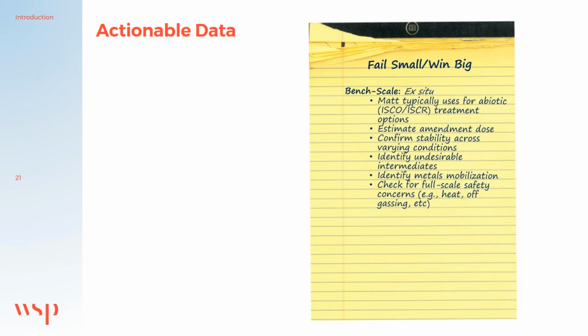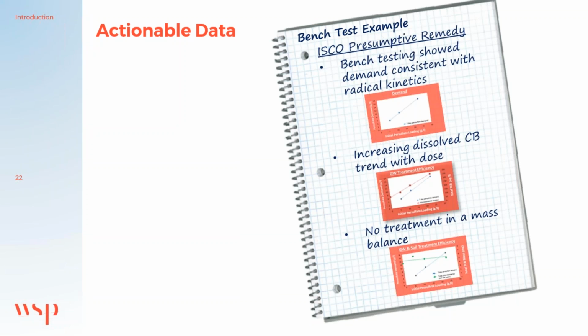Here's a quick example of a fail small bench test. The bench test was conducted using a protocol we've developed which uses near field scale soil to water ratios. We've found that this protocol provides results that can be scaled up to field application. The test involved assessing a presumptive ISCO activated persulfate remedy to treat chlorobenzenes.